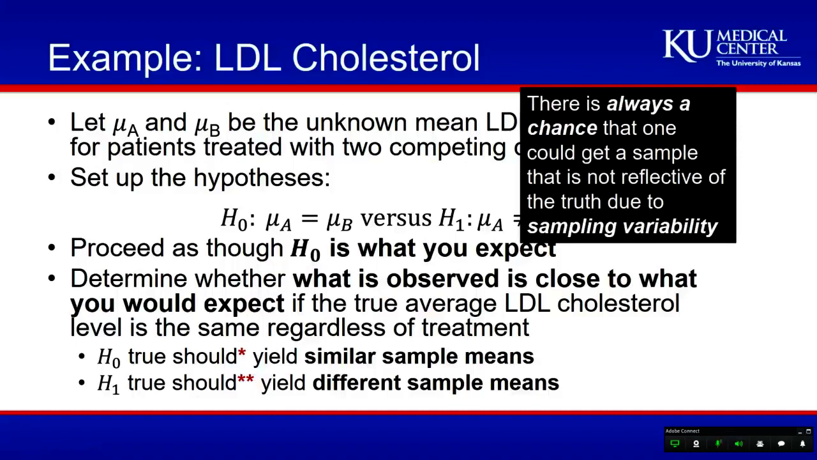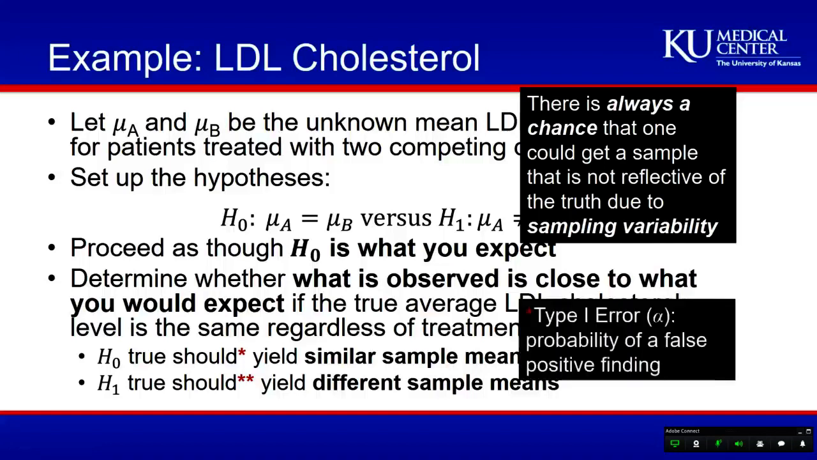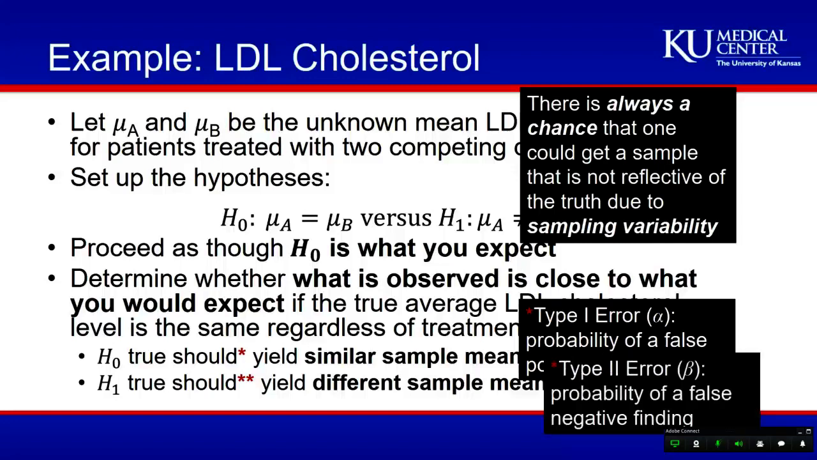Again, back to reiterate what we saw last week, there's always a chance that we could get a sample, even when it's collected according to best practices, that might not reflect the truth in the population simply because of sampling error or sampling variability. And so we quantify our chances of getting a sample like that with the type 1 error rate. The type 1 error rate, again, is the probability of a false positive finding. We also quantify another type of error that we can make, the probability of a false negative finding, with what we call the type 2 error.